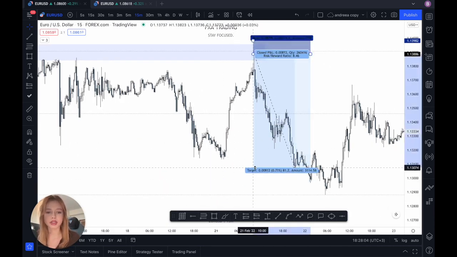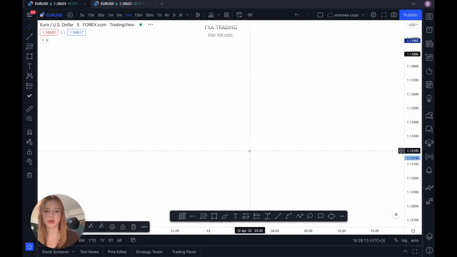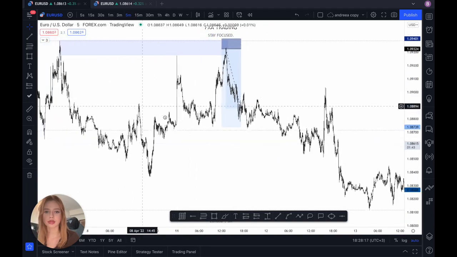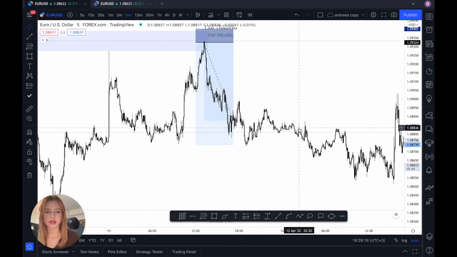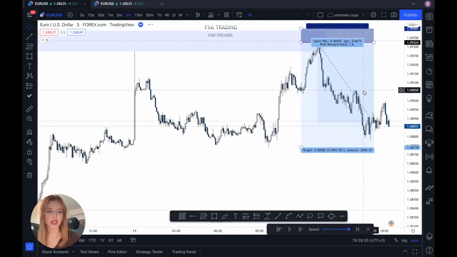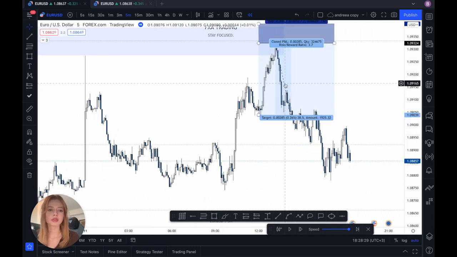So what I suggest is to set realistic targets like this one right here, or that one that caused a break of structure to the downside. Also, I lost the chart. I'm sorry about that. It was this one. Okay, so another target that I suggest is this one right here. So this one would be a 1 to 3.7.